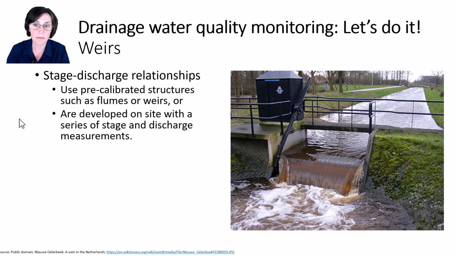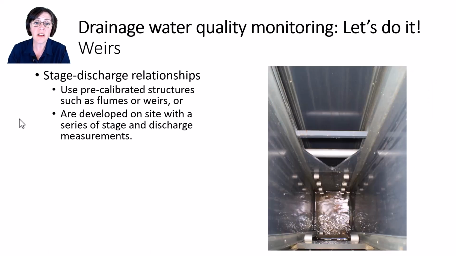Stage-discharge relationships use either pre-calibrated structures such as flumes or weirs, or are developed on site with a series of stage and discharge measurements. For us doing subsurface drainage monitoring, one of the most common edge-of-field monitoring approaches uses pre-calibrated weirs in a control structure.